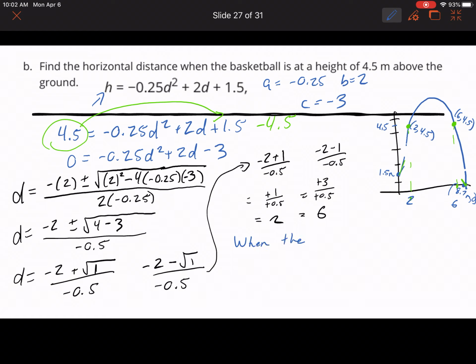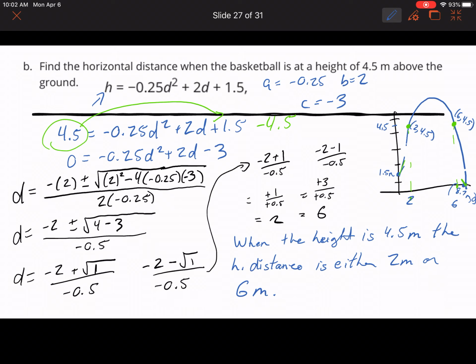So when the height is 4.5 meters, the horizontal distance is either 2 meters or 6 meters. So we've got two possibilities. It's either 2, 4.5 or 6, 4.5. We've got one horizontal distance when the ball is still going up. We've got one horizontal distance when the ball is going down.